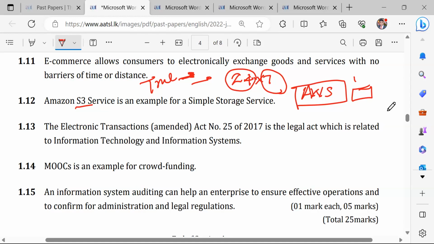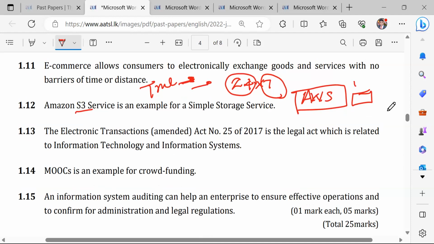Electronic Transaction Act, Amended Act of 2017 is a legal act related to information technology and information. Actually, this is the Information Transaction Act that was amended in 2020. But this is related to facilitating electronic commerce and online transactions, right?